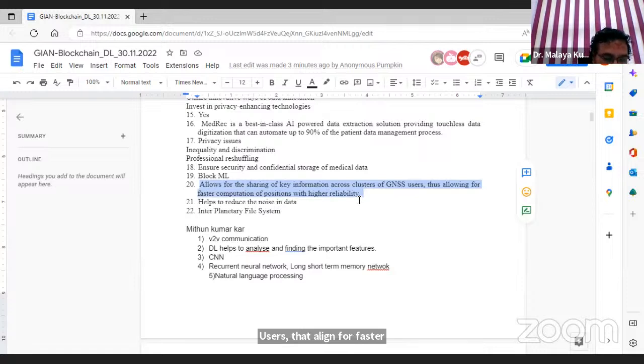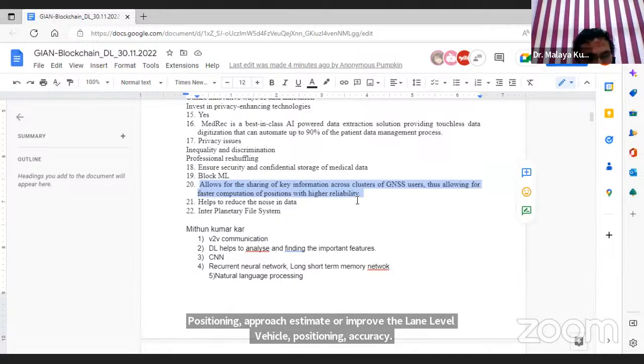Basically, GPS is used for tracking purposes, and the issues with GPS are problems with range estimation, wrong installation, low battery of the GPS, lane level navigation, etc. By using this cooperative positioning approach, we can estimate or improve the lane level vehicle positioning accuracy. So obviously the accuracy is improved in this case.